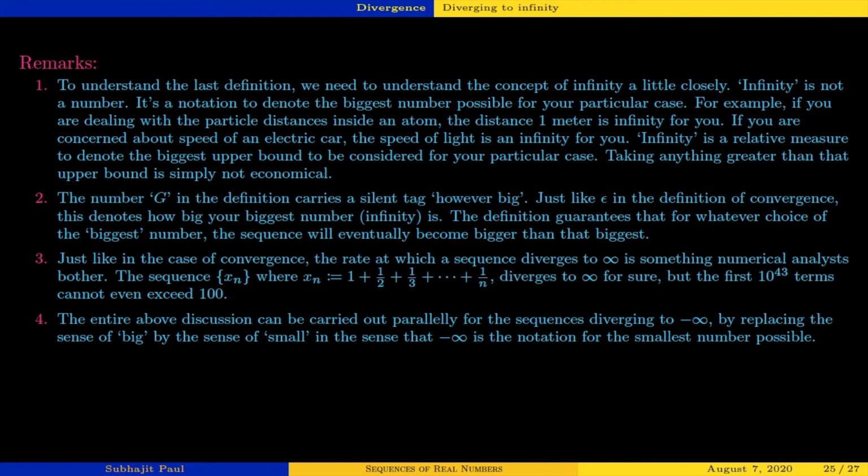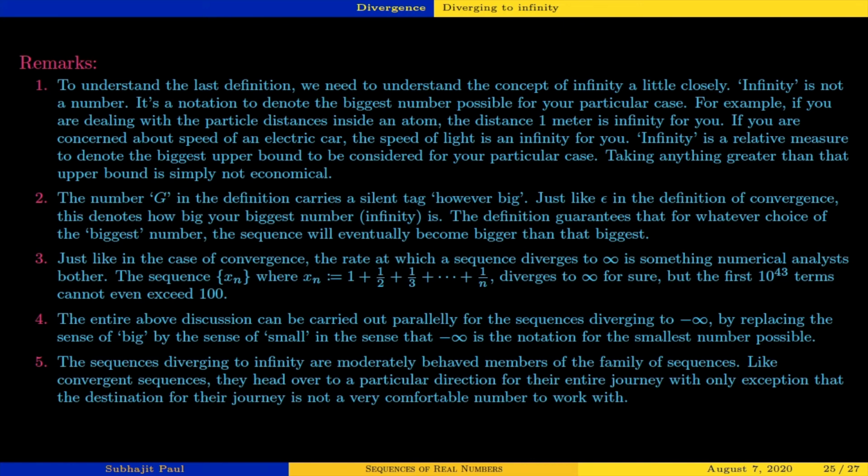The entire above discussion can be carried out parallelly for sequences diverging to minus infinity by replacing the sense of big by the sense of small, in the sense that negative infinity is the notation for the smallest number possible. So it is going towards the right and getting bigger and bigger. In the case of tending to minus infinity, it will be going to the left and being smaller and smaller.